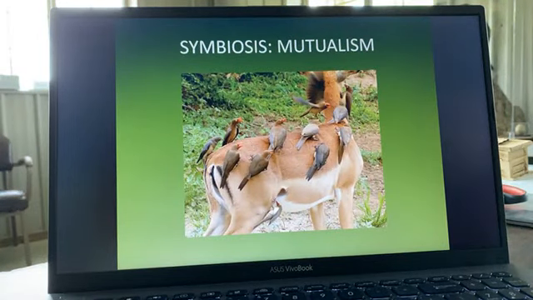Another form of mutualism, again, the tick birds. This is where that other slide belonged. Sorry about that. These are oxpeckers, red-billed oxpeckers. There's also yellow-billed oxpeckers, and they're in different parts of Africa. And again, these guys go after the ticks.